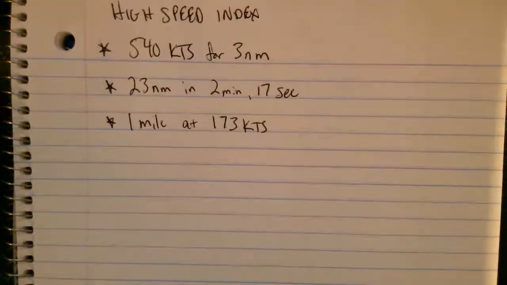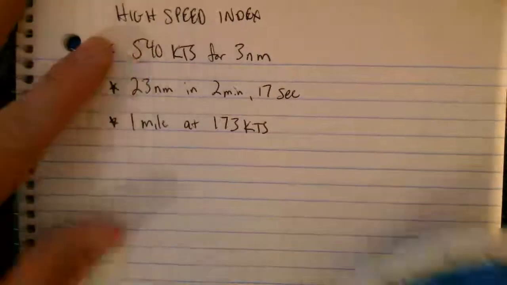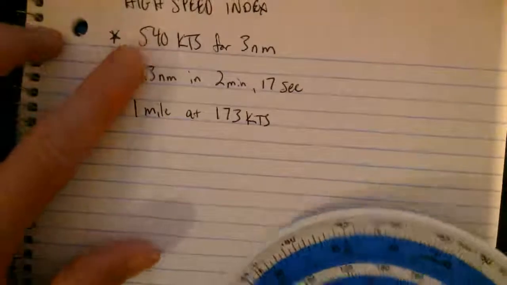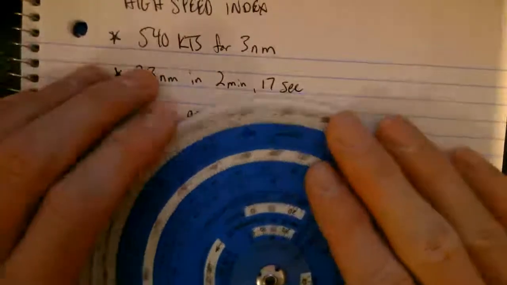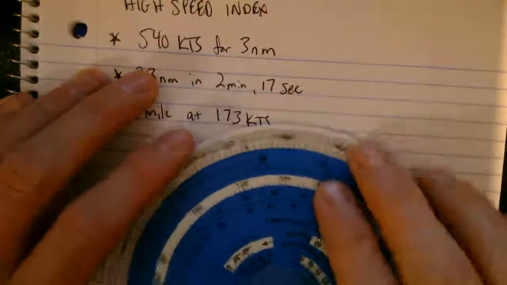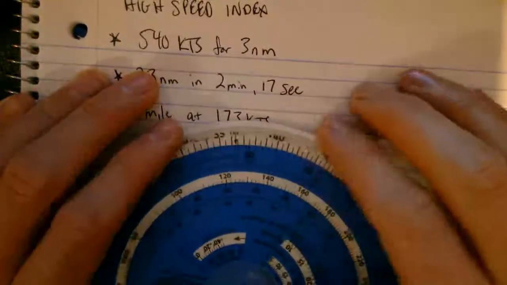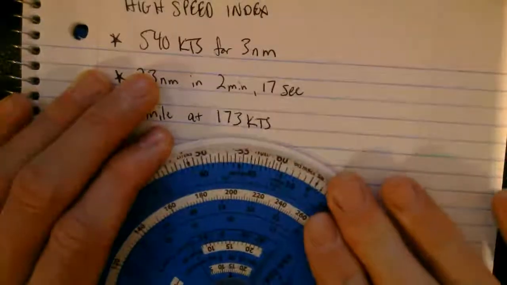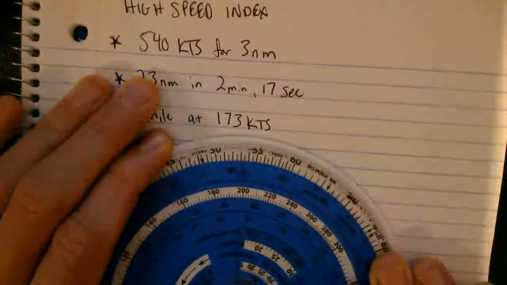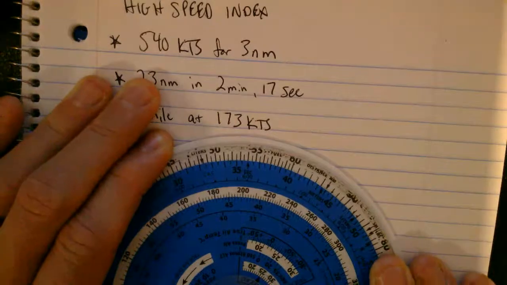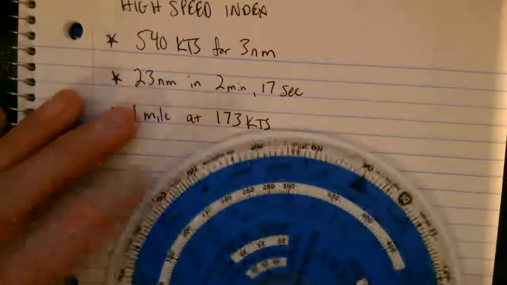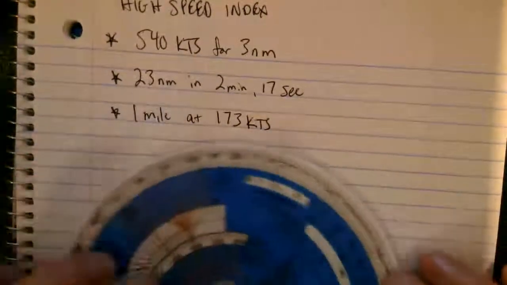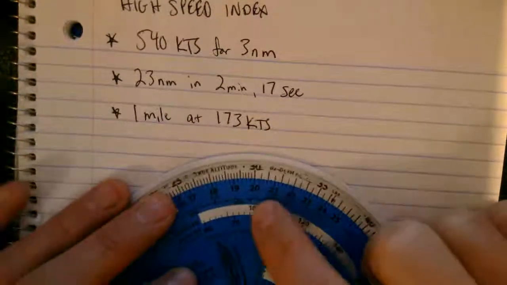This is the Striker. This is a fast speed for like your jets, but definitely doable. So for 540, you can just put that. Then you go ahead and put the high-speed index underneath it, right? And then for 3 nautical miles, we just turn it to 3. And then you would get your answer.